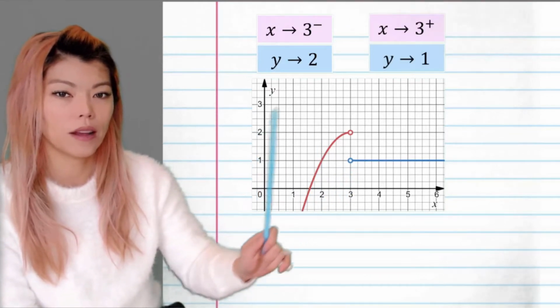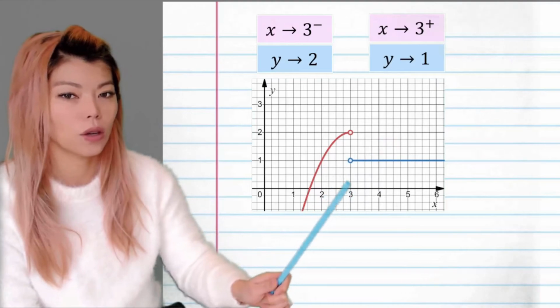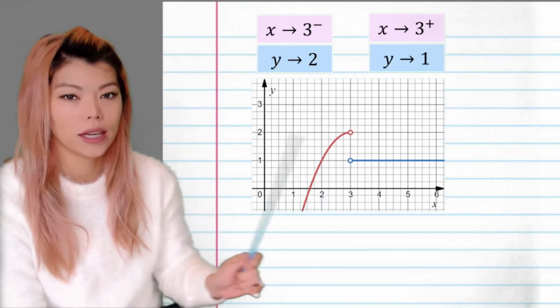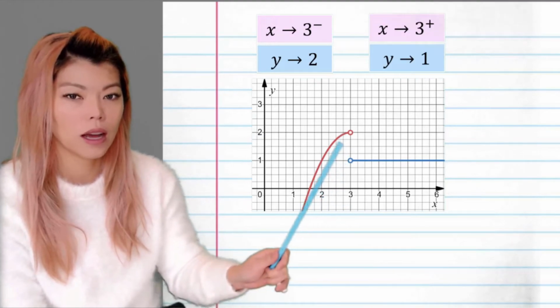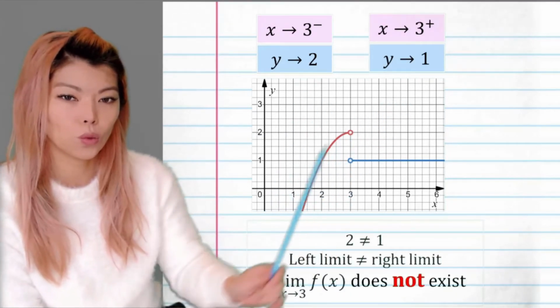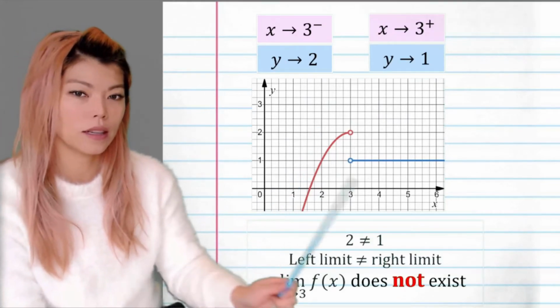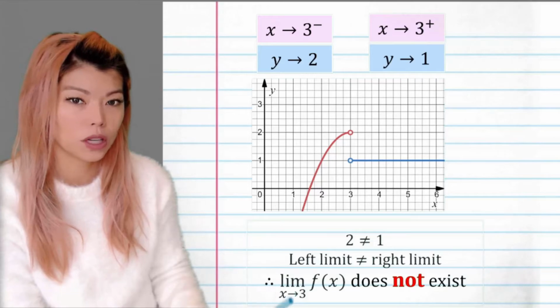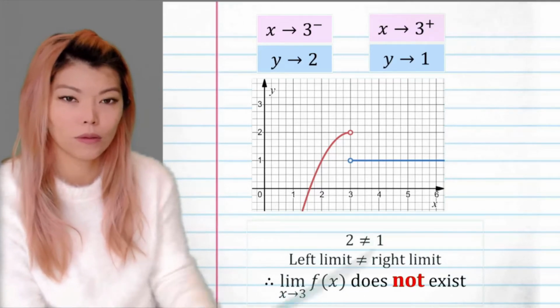So we can see the left side doesn't match the right side, so there is actually no limit at 3. There is no one value that we're approaching as x approaches 3. So 2 is not equal to 1, so the left limit is not the same as the right limit, and therefore the limit of x approaching 3 doesn't exist for this graph.